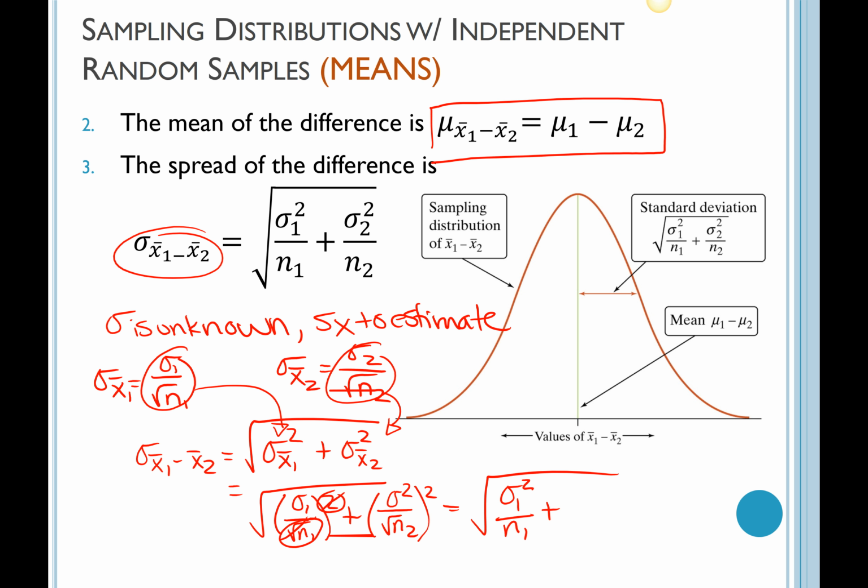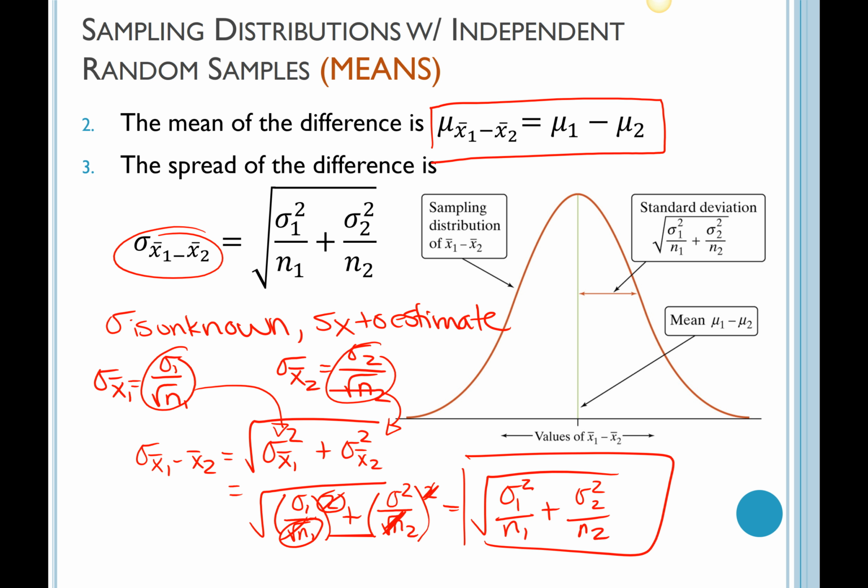Very similar. I'm now going to square sigma 2, so it's going to be sigma 2 squared over, again, I'm going to square a square root. So that means this square root and that square cancel, leaving us with n sub 2. And you guys should see that that matches our new formula.